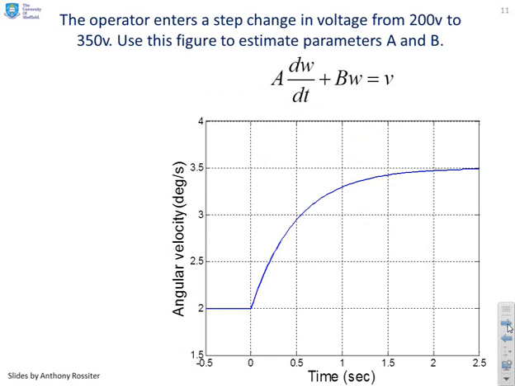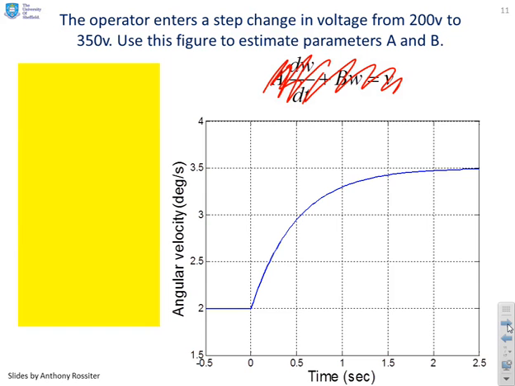So again, what we're going to do is do this one part at a time. The first part was the operator enters a step change in voltage from 200 volts to 350 volts and gives you the figure you can see here. Use the figure to estimate the parameters a and b. And once more, you'll see that this model is not in time constant form. So what I'm going to do initially is ignore that. I want to get there eventually, but at the moment, I want to go back to what I know. So what do I know?